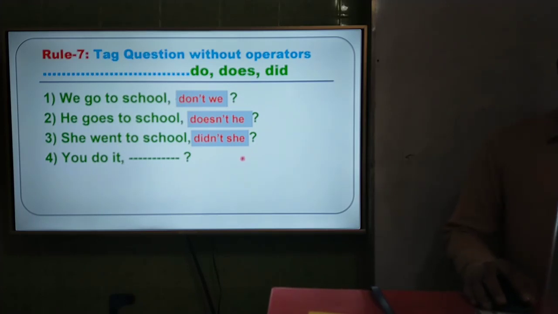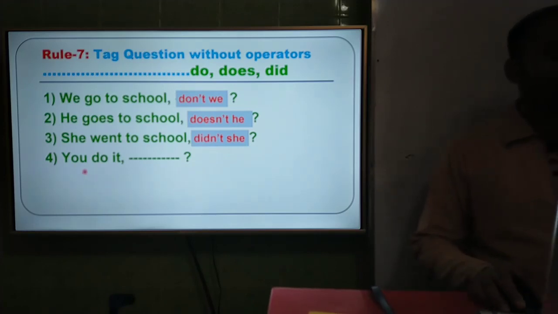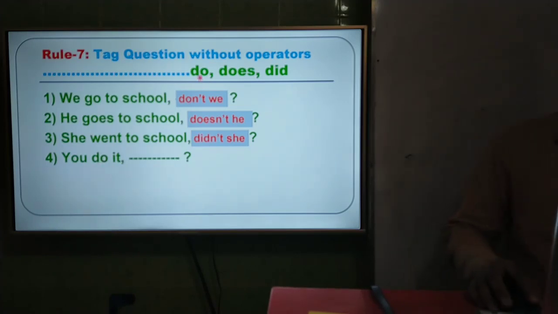Now dear students, the last question of rule number 7. Here this question is you do it, and there is no s or es after verb. This is in present indefinite. If there is no s or es after verb, we have to use do, and the sentence is affirmative, so tag question will be negative. So short form of do not is don't. So answer will be don't you.